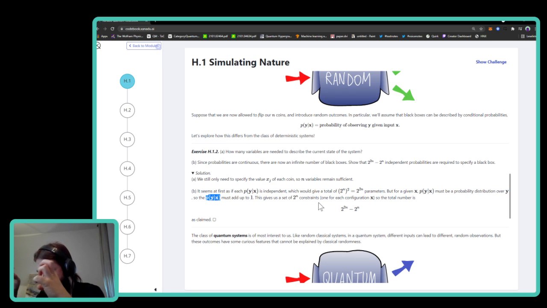And say, look, I have all these different probabilities. Is there a way that I can reduce these? For a given x, I have 2 to the power of n, right? Of course, that's a probability distribution. So some of these probabilities will be zero or just not be there. So 2 to the power of n constraints, one for each configuration x.